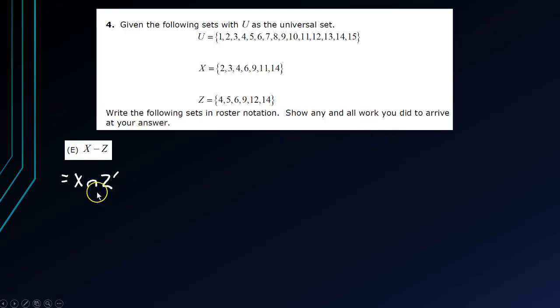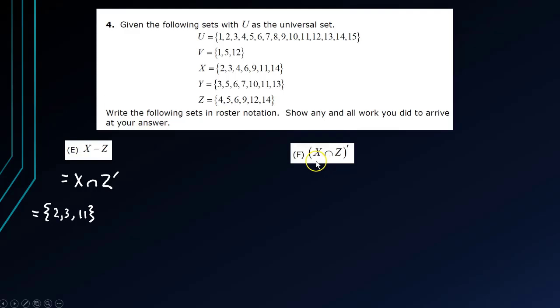But I can also look at it this way: what's Z prime? So I'm going to look at any number in the universal set that's not in Z. And then if I do the intersection, I'm looking for numbers that are in both of these sets. So 2, 3, they're in there, and 11's in there. And that's it. 2, 3, and 11. So one way or the other, I can come up with that information.